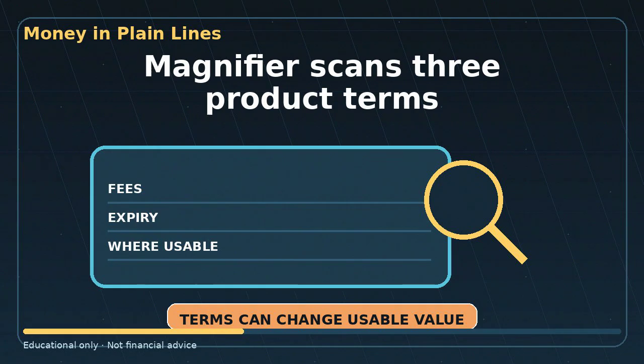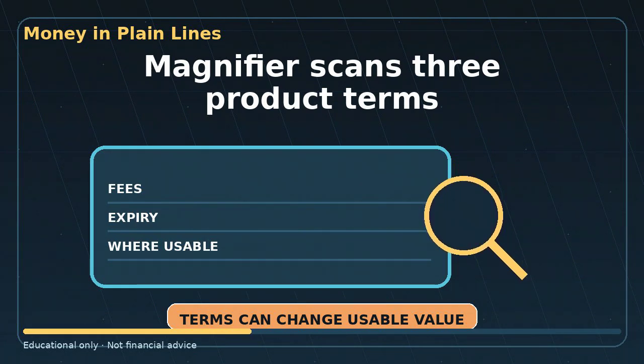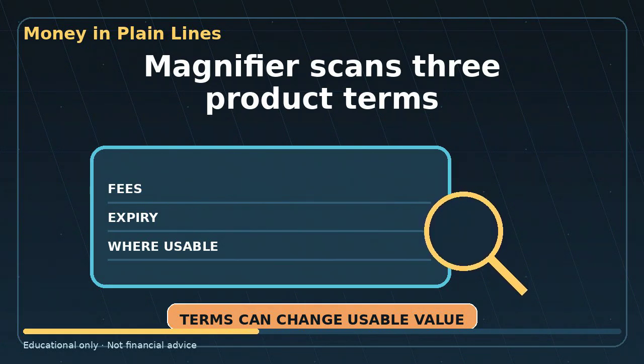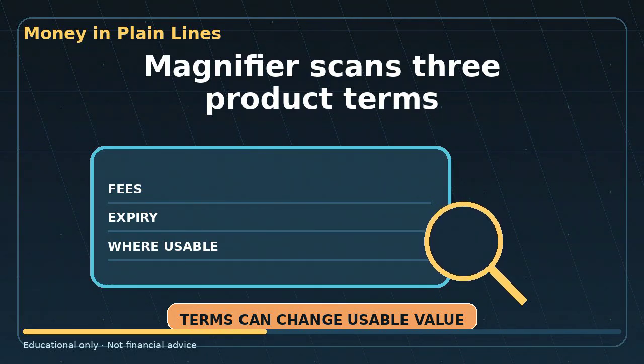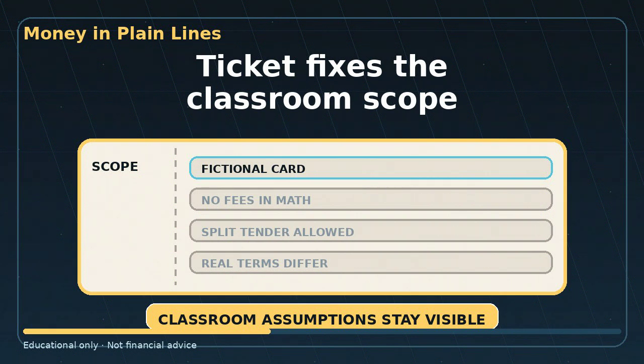The magnifier in this lesson visibly scans three labels: fees, expiry, and where usable. It identifies terms to inspect without claiming which rules apply. The scope ticket fixes the assumptions. The card and purchases are fictional, no fee is included in the calculation, split tender is allowed, and real terms may differ. These boundaries keep a clean arithmetic example from becoming a claim about every gift card.